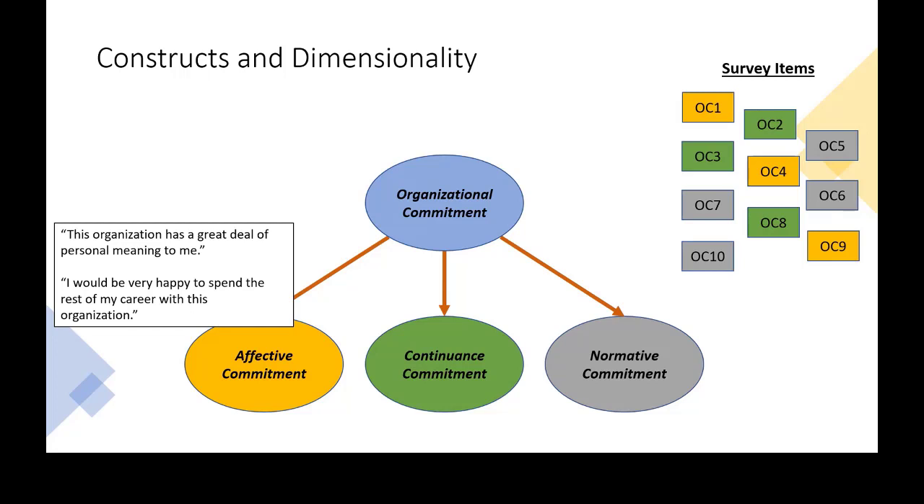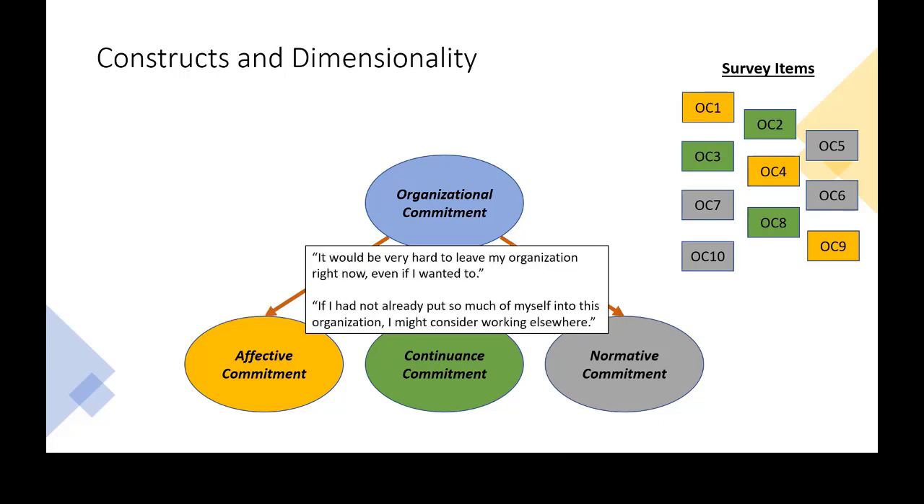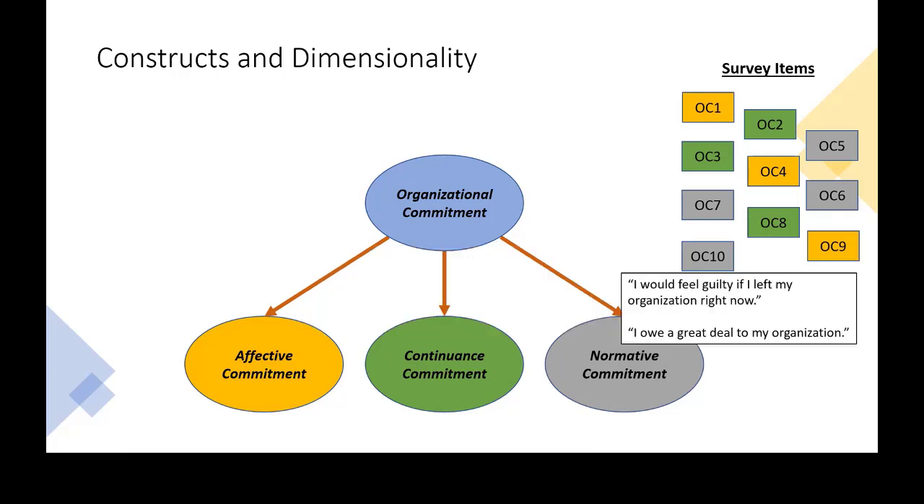This organization has a great deal of personal meaning to me, or I'd be very happy to spend the rest of my career here. You might have some items that more clearly map onto continuance commitment. So it would be very hard to leave right now, even if I wanted to, or if I hadn't already put so much of myself into this place, I might consider working elsewhere. And then you might have some items reflecting normative commitment. I'd feel guilty if I left right now, or I owe a great deal to this place, right? You see that there's some conceptual similarity in the items themselves.